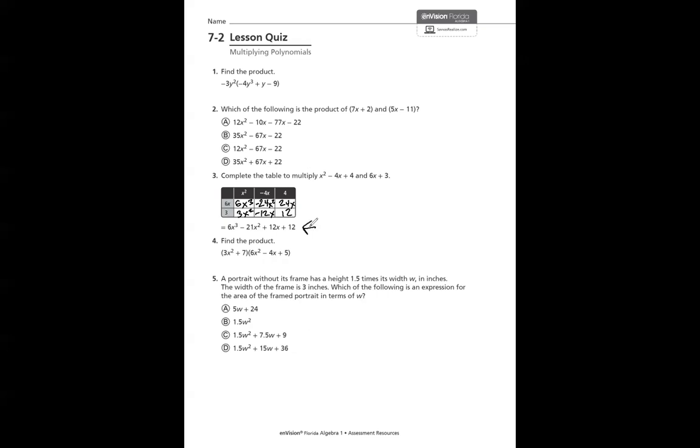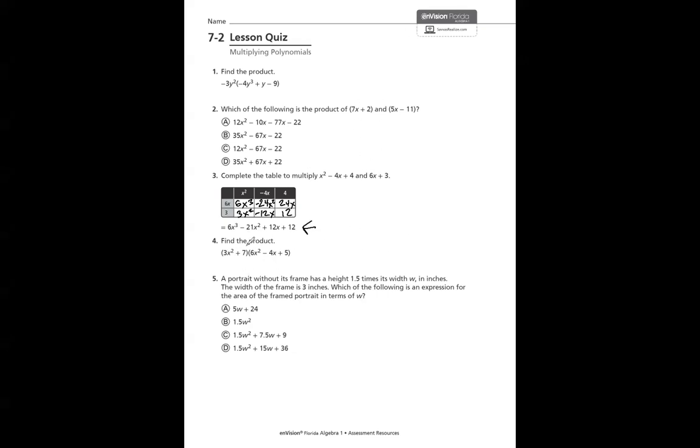So again, the box method is just a really nice way to organize your multiplication. Sometimes with the FOIL method, you think, wait, did I multiply this? Did I do that? What order should I go in? And with the box method, it's just literally filling in each box. In number 4, I'm going to use FOIL and the box method again.